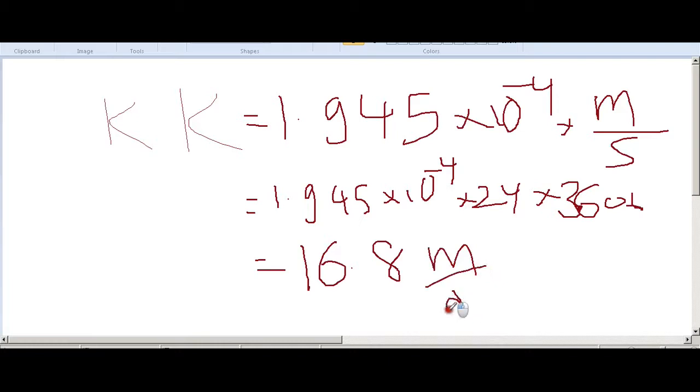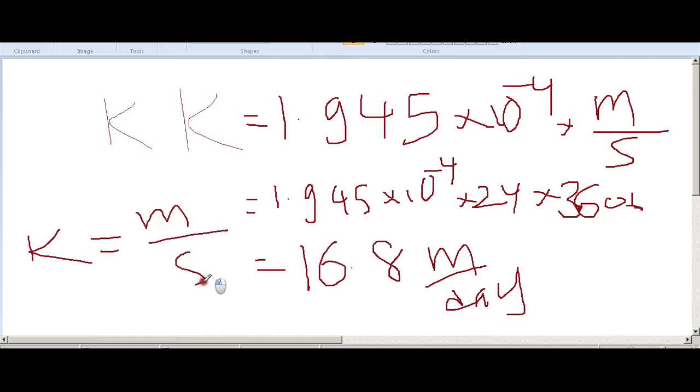meters per day. The reason why we are going to consider this in days is that if you consider this K in meters per second, it will be very small. That is why we are going to consider it in meters per day, right?